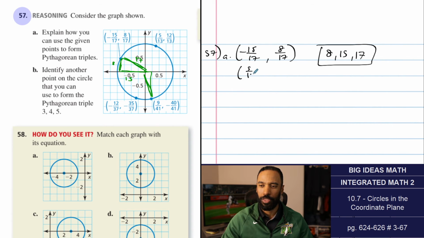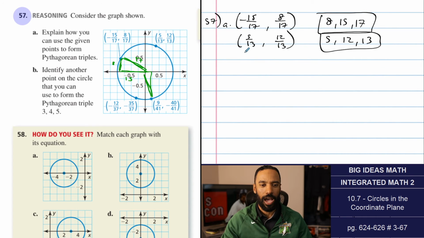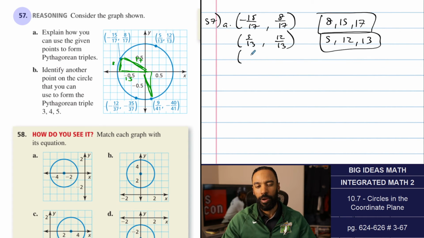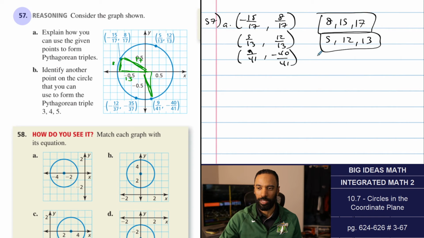The 5 over 13, comma 12 over 13. I know this one is a 5, 12, 13. So the denominator, once again, is the hypotenuse. For the other two, I don't know them off the top of my head, but I've seen this one a lot more recently in this book. Negative 40 over 41. The last one I really haven't seen. This must be a 9, 40, 41 Pythagorean triple.